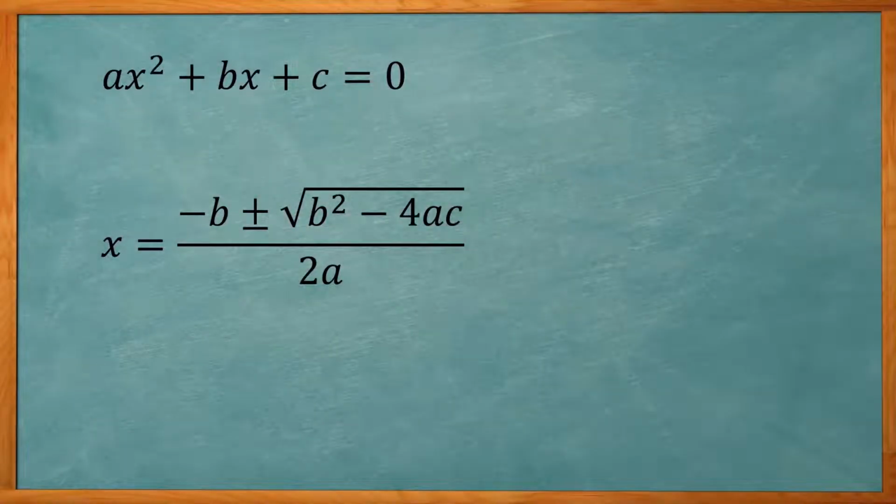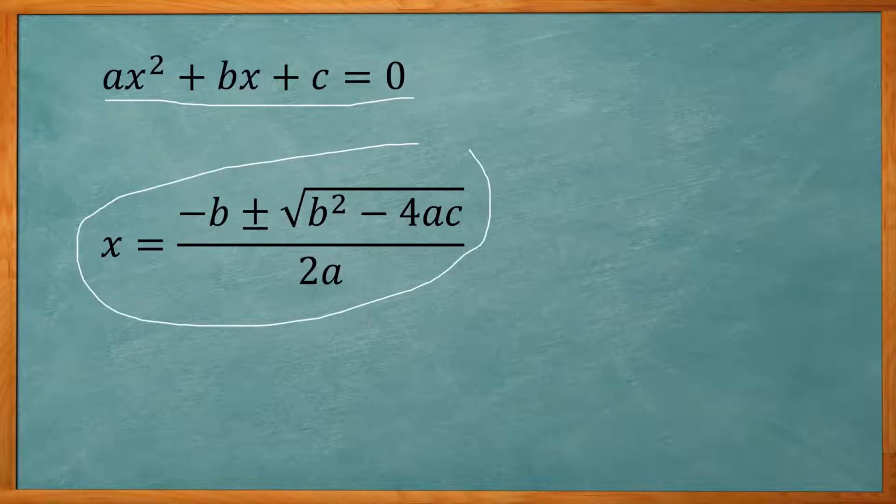Now when you have a quadratic equation, it's in the form of ax squared plus bx plus c equals 0. A, B, C: A and B are coefficients, and C is the constant value. Those values are plugged into the quadratic formula, and we can use this to solve for x.